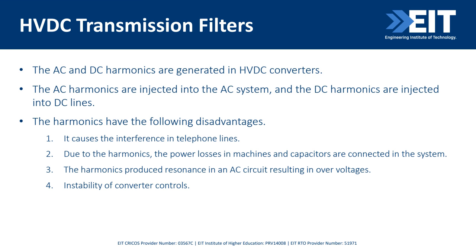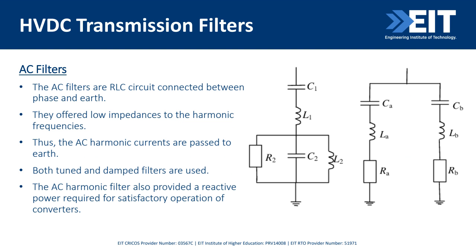The harmonics have several disadvantages, as you may already know. They cause interference in telephone lines. There are power losses because of the harmonics, and sometimes they can also damage the equipment we use, like transformers or motors or other types of appliances used at the user end. That can also cause instability of the controls of the converter. So that's why we need to get rid of harmonics.